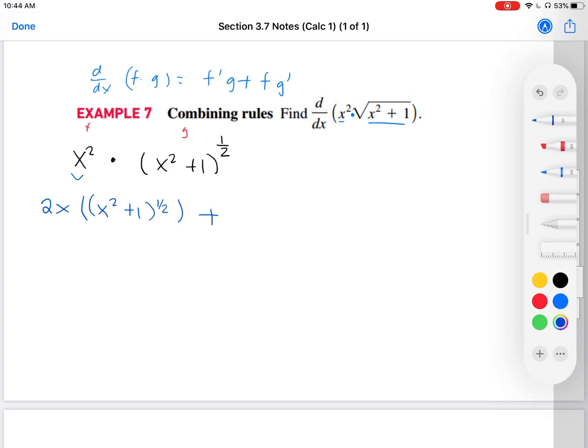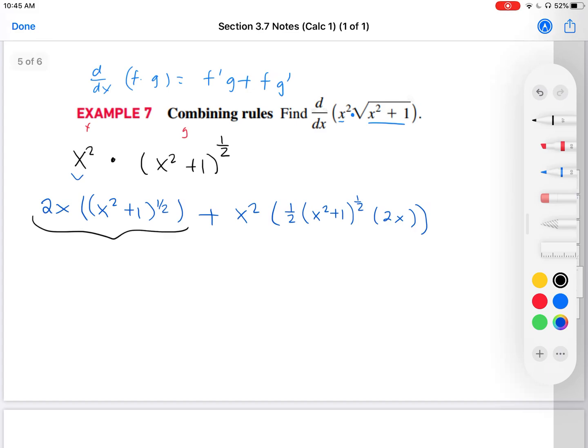Plus, my first one, your f, is going to be x squared. And then derivative of your g is, well, we have to do chain rule to take derivative of that second portion. So we do 1/2 times (x squared plus 1) raised to the 1/2 power. And the derivative of the inside is 2x, since the derivative of 1 is 0. Okay, now, that's the calculus. The next is a lot of algebra. Let's try to clean up as much as we can.